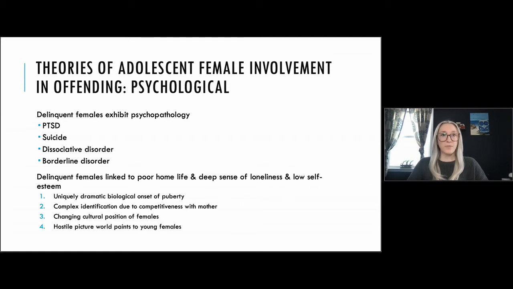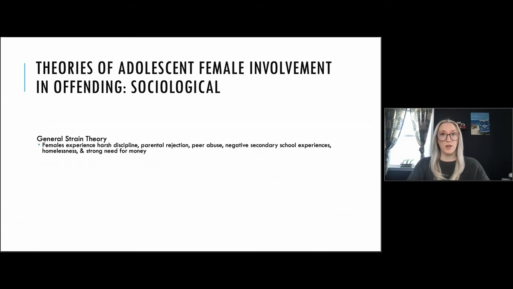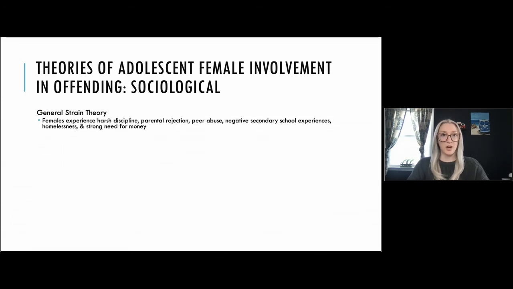And then lastly, we have this hostile picture that the world paints to young females. So you look at the media, it shows that if you're a young female, you should be afraid of the world. So psychological perspectives and theories look at all of these different factors in how a delinquent female comes to engage in delinquency. Then we have sociological theories. So let's start with general strain theory, which I know we went over all of these theories last chapter, so we're not going to get too into detail here.